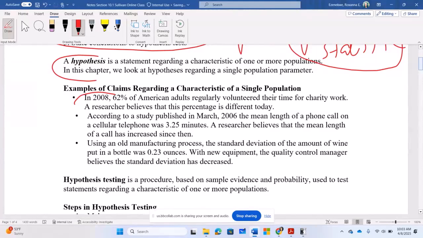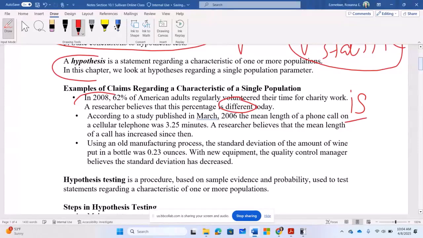In 2028, 62% of American adults regularly volunteered their time for charity work. A researcher believes that this percentage is different. I want you to understand that the keyword matters in hypothesis testing. So a researcher claimed that the percentage is 62, and there are some keywords we must know.